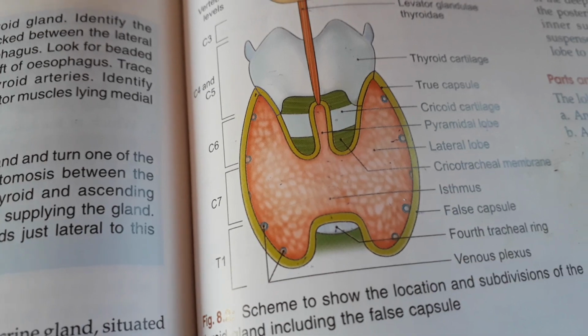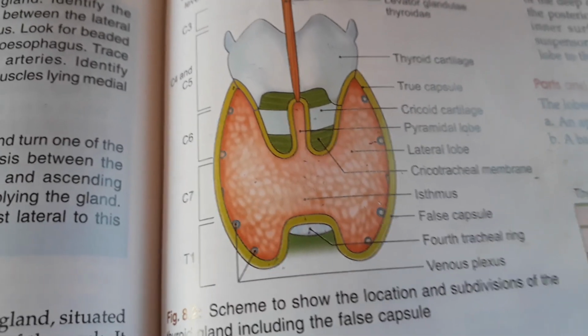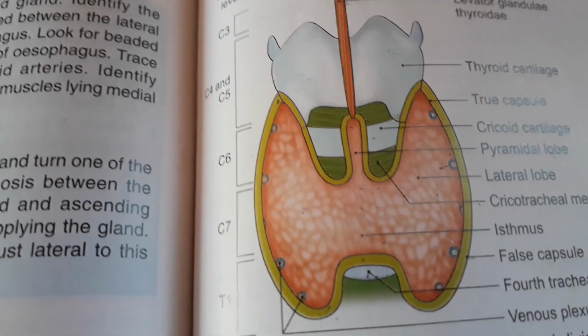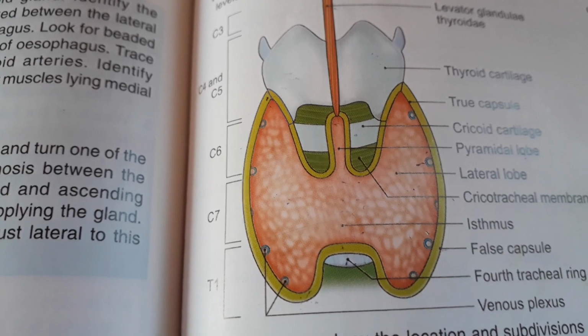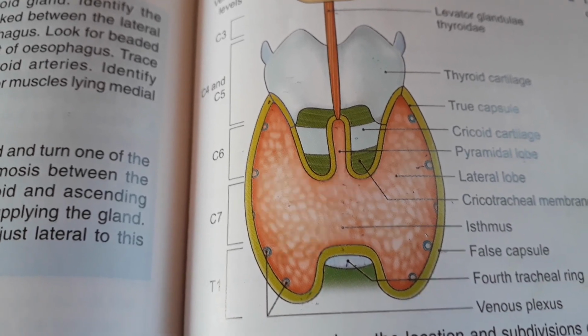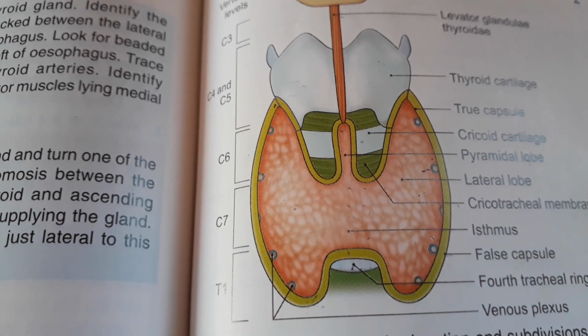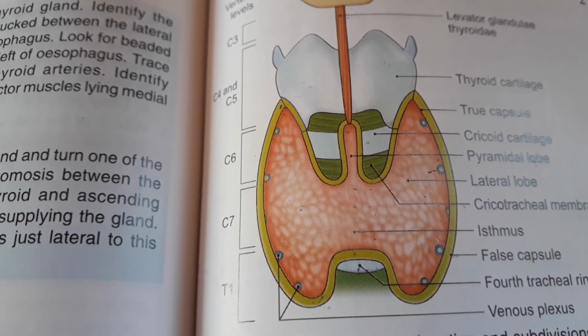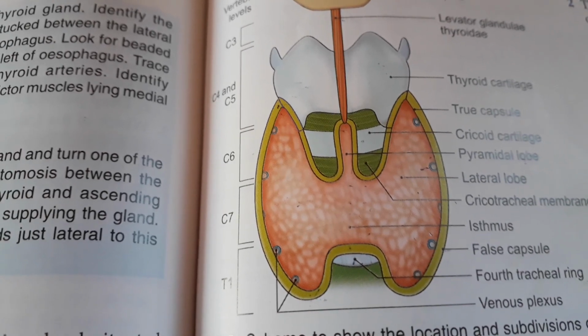And then the arterial supply, that is blood supply. This is mainly supplied by the superior thyroid artery. The superior thyroid artery is the first anterior branch of the external carotid artery, and the second one is the inferior thyroid artery, which is the branch of the thyrocervical trunk which arises from the subclavian artery.